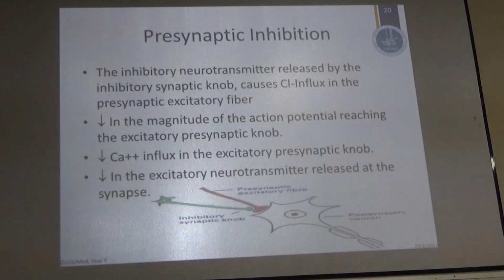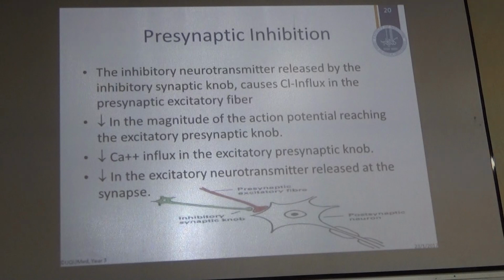Now, sometimes we can stop the activity of the postsynaptic cell through the presynaptic cell. If the presynaptic activity stops, the action will not happen. This is called presynaptic inhibition. Read it: the inhibitory neurotransmitter released by the inhibitory synaptic potential causes chloride influx into the cell, through the GABA A receptor. When chloride goes into the cell, internal negativity becomes huge. When it becomes huge, no action potential, no function. So this is the way to stop.